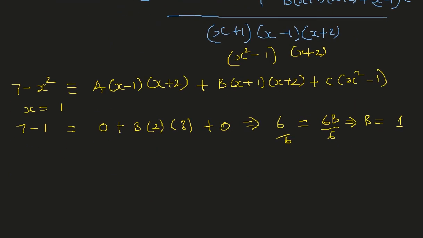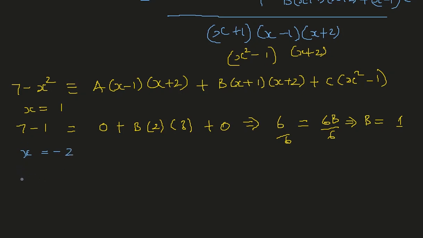Okay, let's find the value of the next value. That's maybe of b. If I want b, it means I have to eliminate a and maybe also c. So if I let the value of x be equal to -2, let's see what happens.